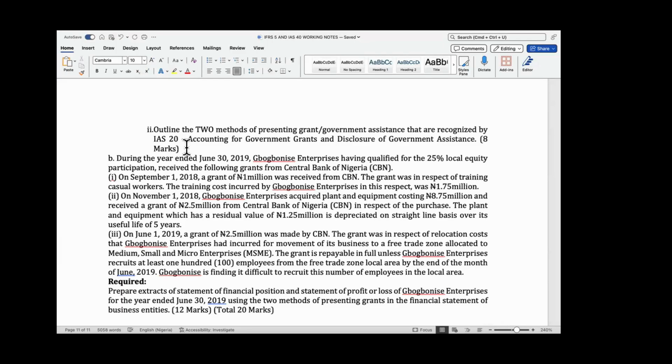For grant related to assets, you present it either by deducting the grant from the cost of the asset, or you set it up as a deferred income. And if it's a grant related to income, you either present the grant as a separate line item in P&L as an income, or you net it off against related costs.